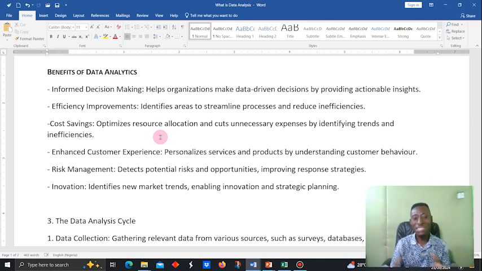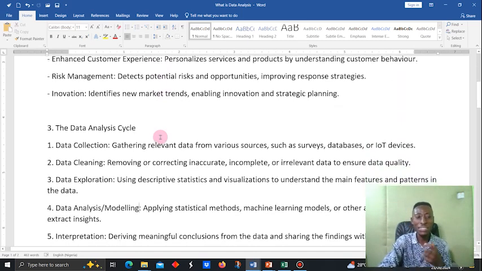So we look at risk management. You discover potential risks and opportunities, because opportunities also require risk, of course. Improving response strategies. We look at innovation. It identifies new market trends. What can we add to spice up our markets? It also enables innovation and strategic planning.